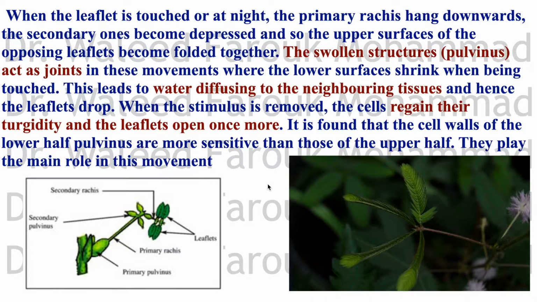When the stimulus is removed, they regain their turgidity and the leaflets open once more. So the opening and closure is explained by the action of water. The cell is turgid with water, so it's open. It's not turgid with water, so it falls down. It's found out that the cell walls of the lower half of the pulvinus are more sensitive than those of the upper half, and they play a main role in this movement.